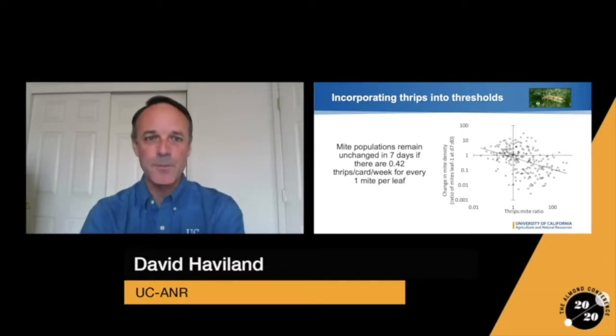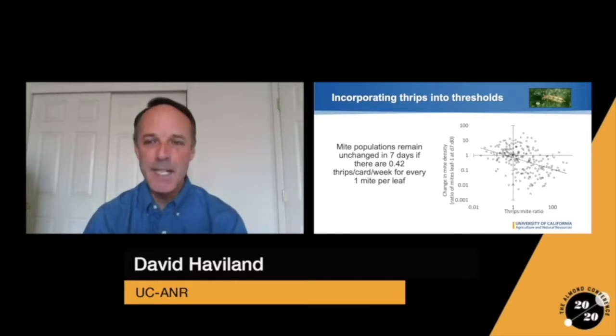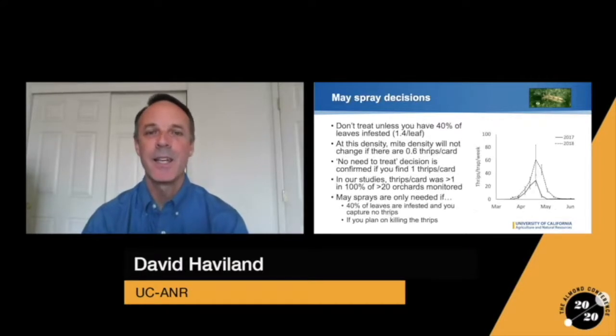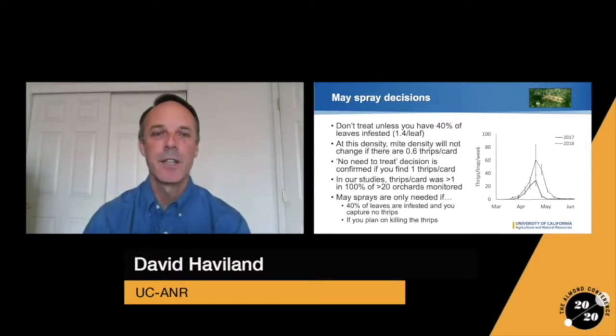Okay, so during May spray timing, first bullet here, we know you're not supposed to treat if you have less than 40% of leaves infested, 1.4 per leaf. That's the threshold, so you shouldn't be treating before that. But if you look at 1.4 per leaf and you do the math from the preceding slide, that says if you're finding 0.6 thrips per card, there's no need to treat. So in other words, if you're finding at least 1 thrips on a card in April and May, and you're below that treatment threshold of 40% leaves infested, you now have doubly confirmed reason not to put on a May spray.